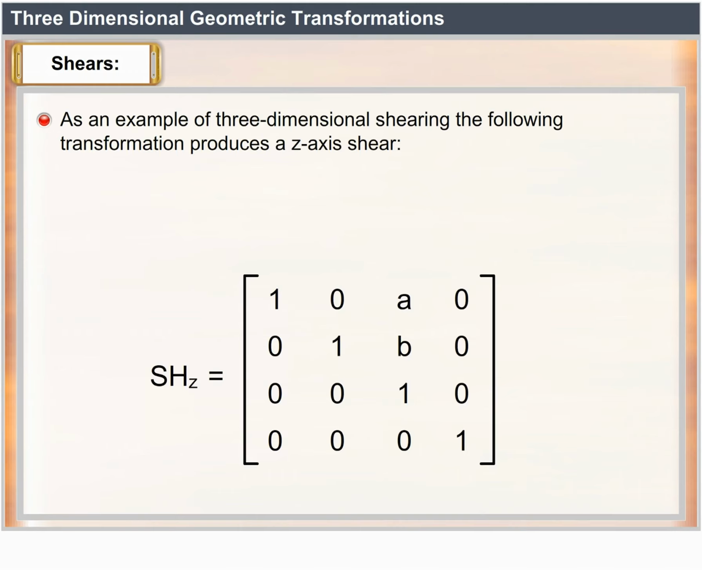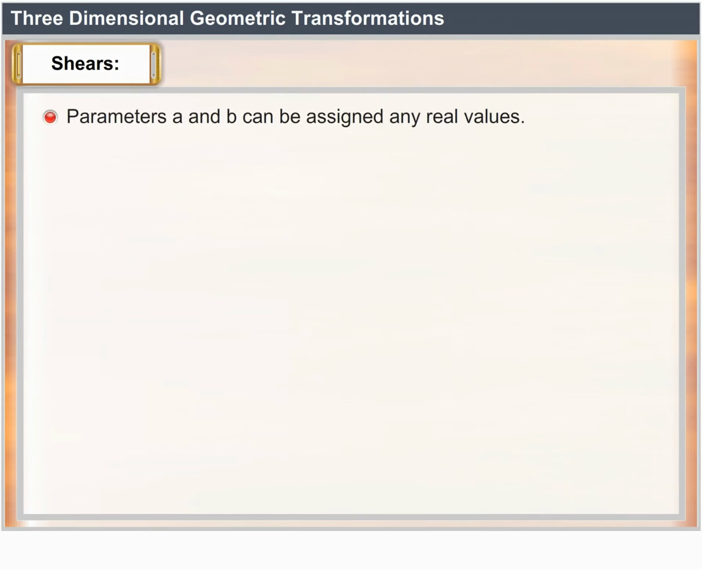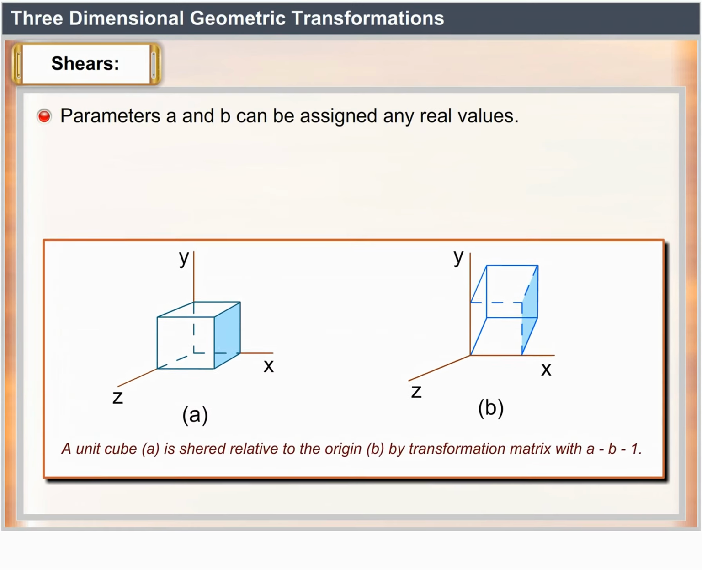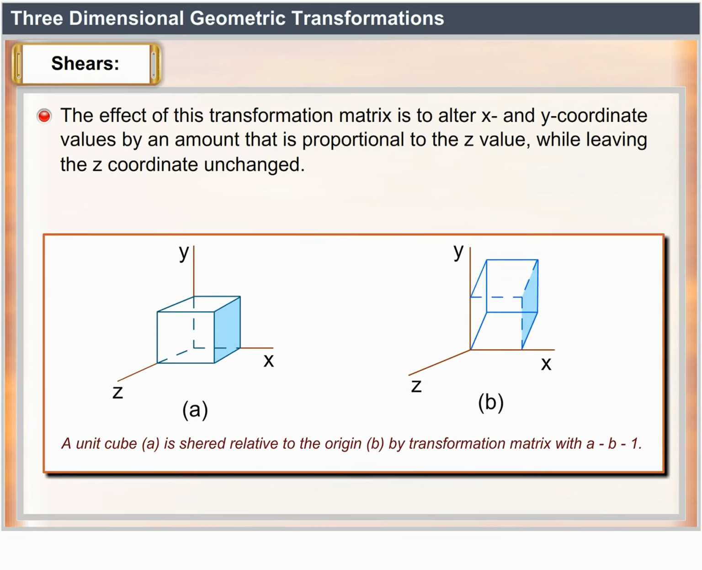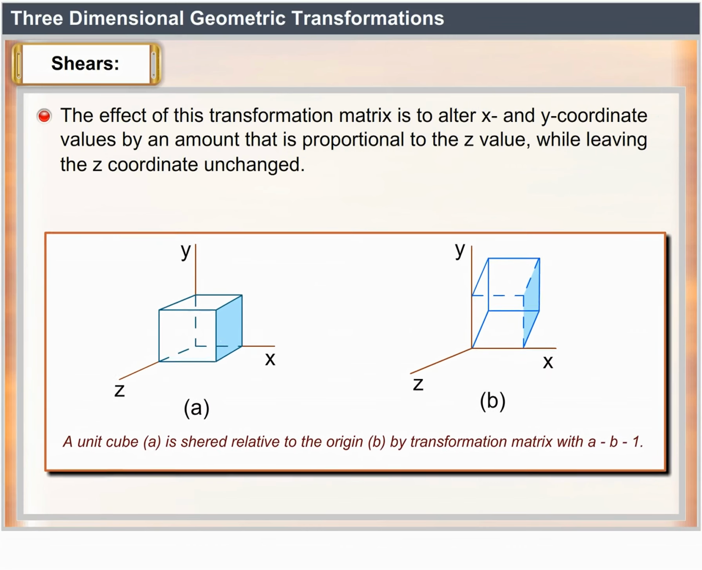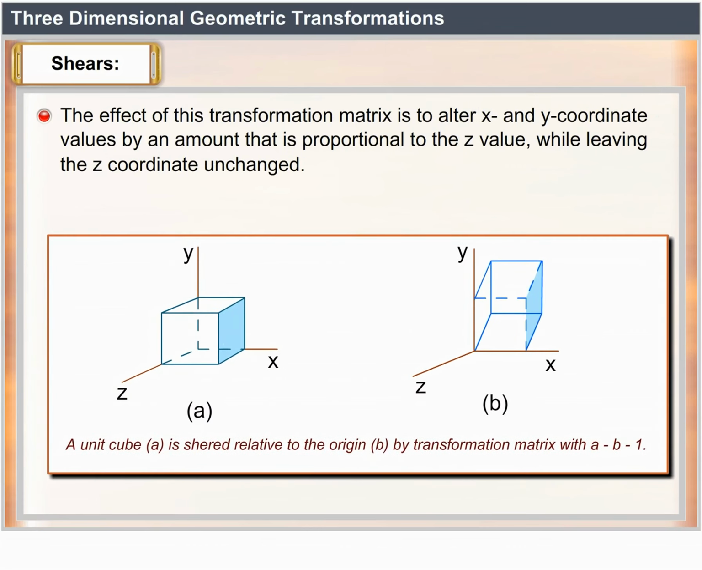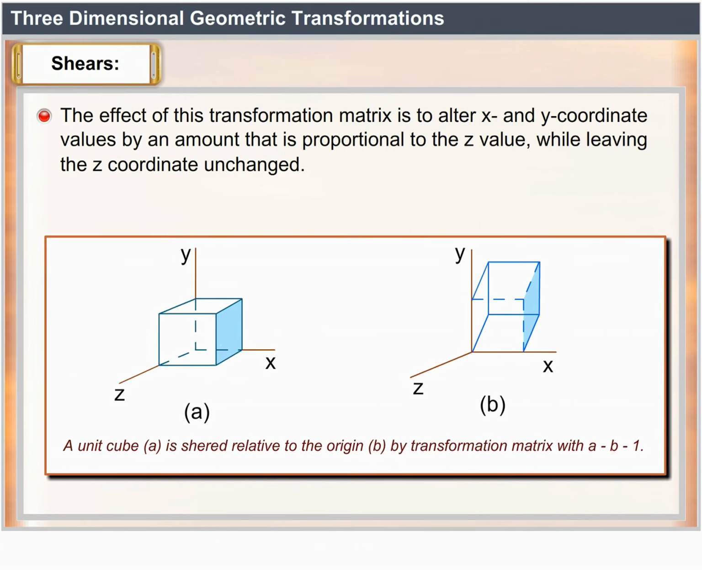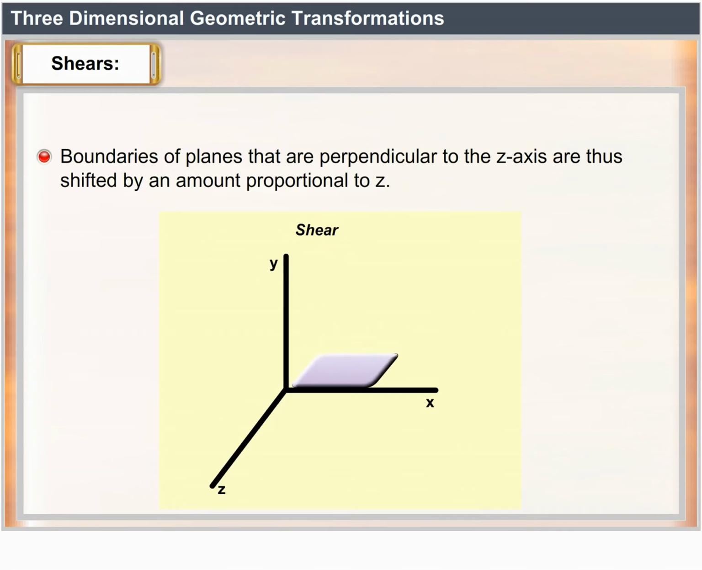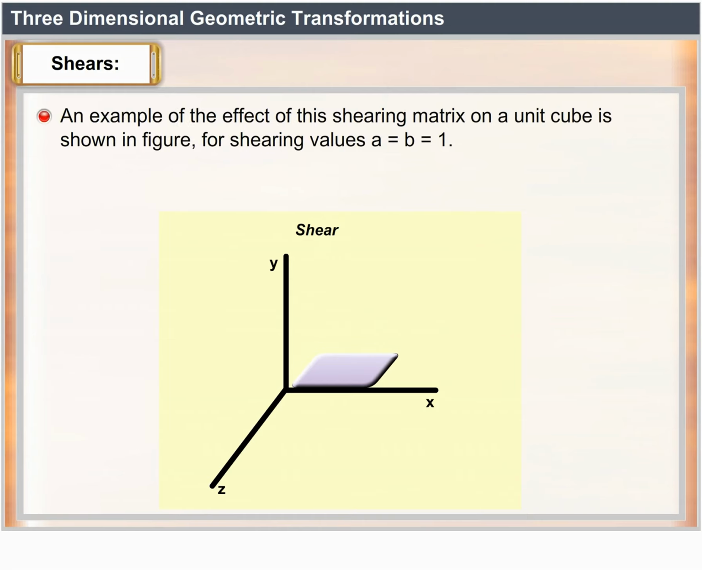Parameters a and b can be assigned any real values. The effect of this transformation matrix is to alter x and y coordinate values by an amount that is proportional to the z value while leaving the z coordinate unchanged. Boundaries of planes that are perpendicular to the z-axis are thus shifted by an amount proportional to z. An example of the effect of this shearing matrix on a unit cube is shown in the figure for shearing values a equals b equals 1. Shearing matrices for the x-axis and y-axis are defined similarly.